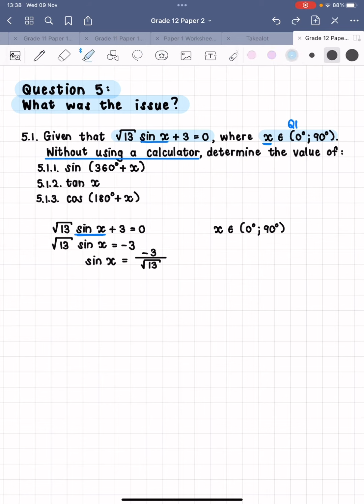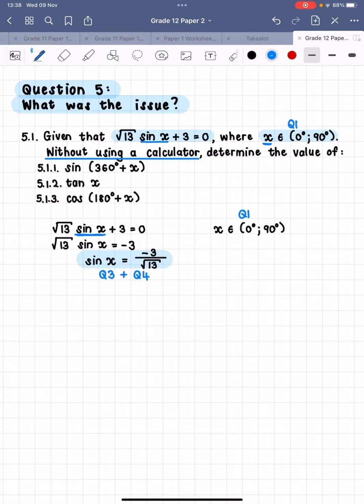So negative root 13 rather, sorry. So we end up with this. Sine x is negative 3 over root 13. Now guys, what this means is, in order for sine of any angle to be a negative value, we know according to the cast diagram that that angle has to lie either in quadrants 3 or 4. But our second restriction that they've given us here is saying that x has to be an angle that lies in quadrant 1. That is impossible, guys.